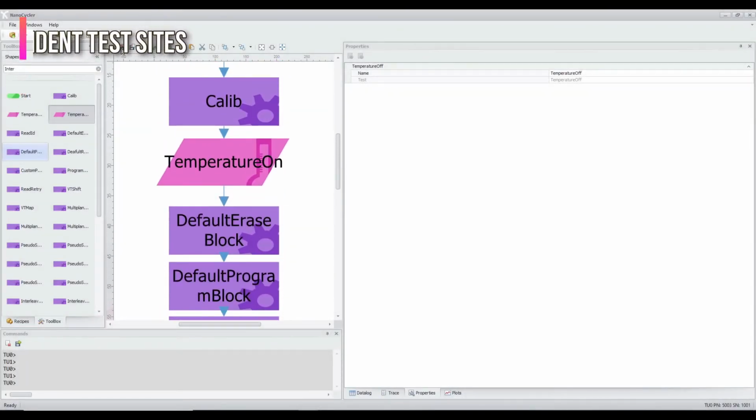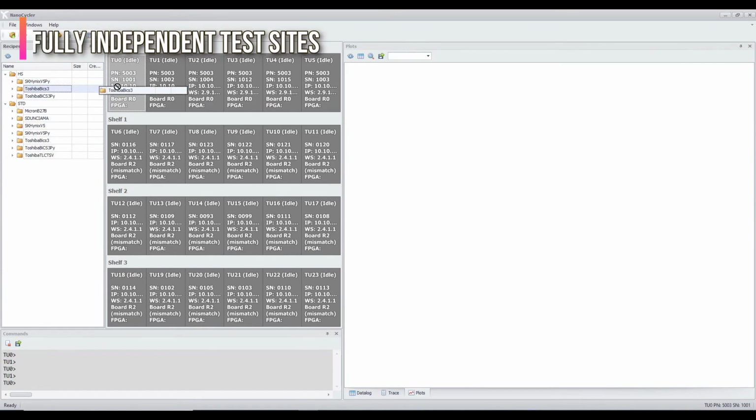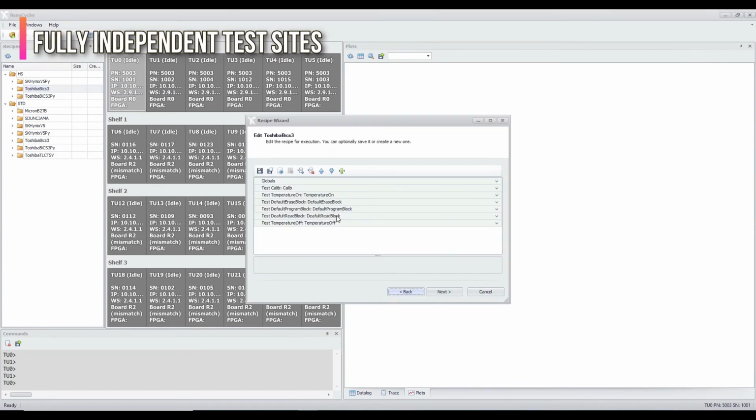Characterizing the NAND is very different from production testing. Instead of running the same test on a high number of devices, during characterization many different tests, experiments, run on a relatively small number of devices, often just one.